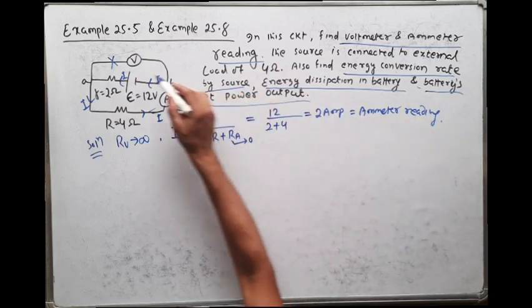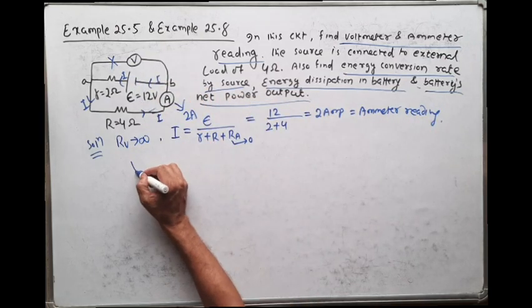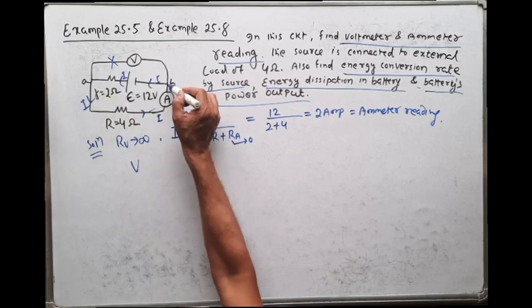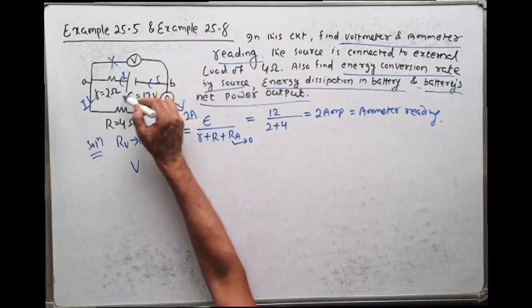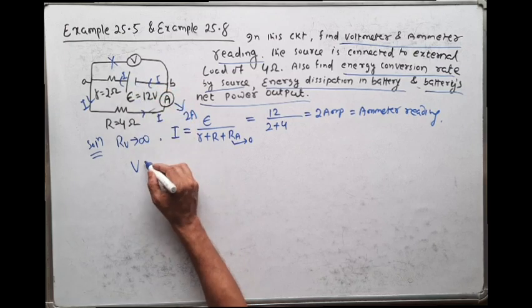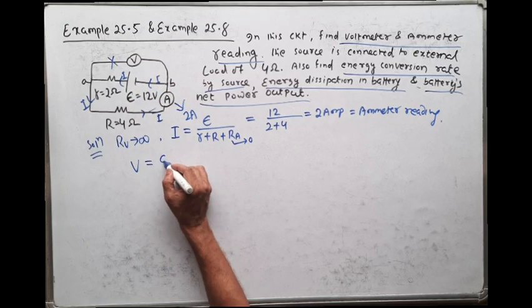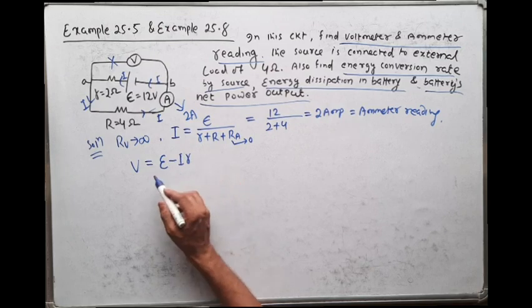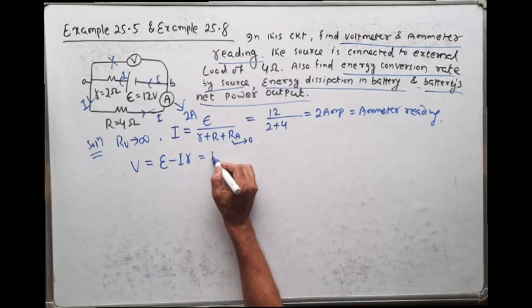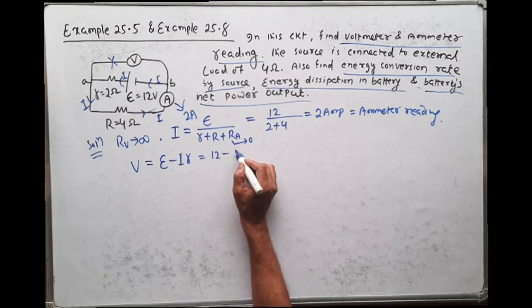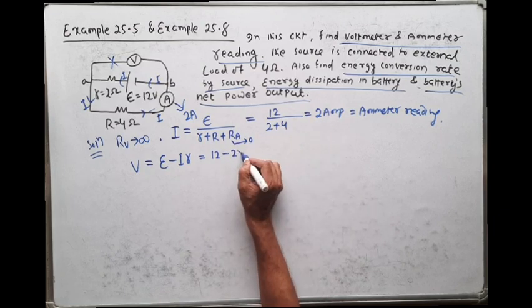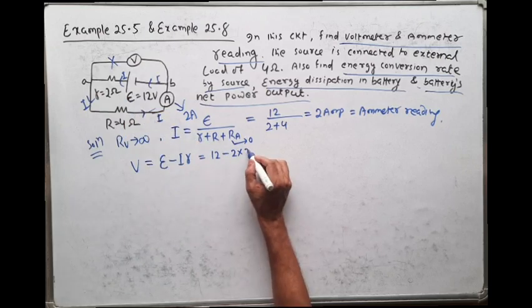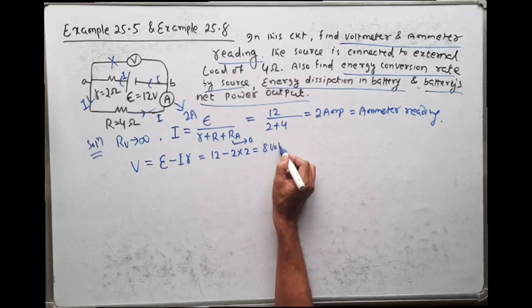Now we have to find the voltmeter reading. So what is the voltmeter reading across these two terminals? The voltage across these two terminals is nothing but the voltage of this source. So what is the voltage of this battery? It is maximum E, and from there is an internal drop. So this is your V. V is equal to E, 12, minus I R, which is 2 into 2, since the internal resistance is 2, so that is 8 volt.